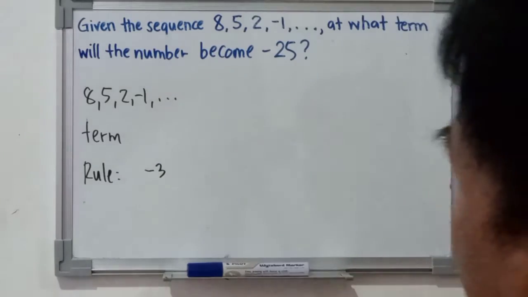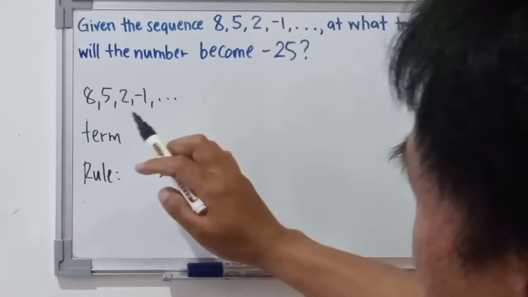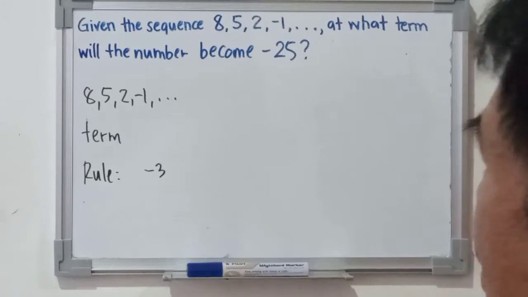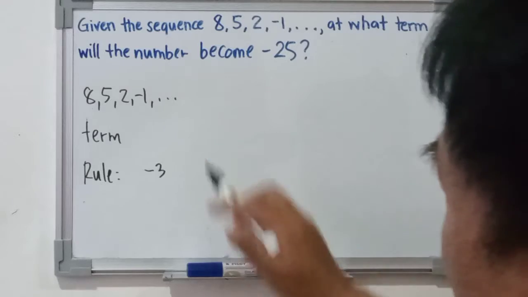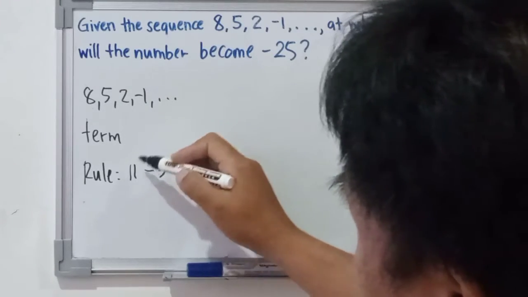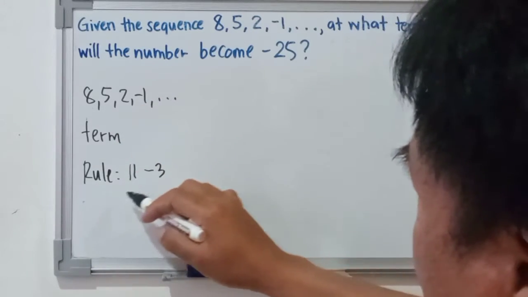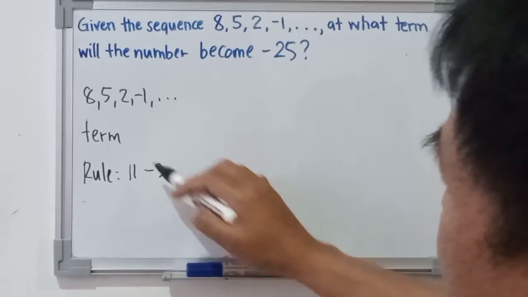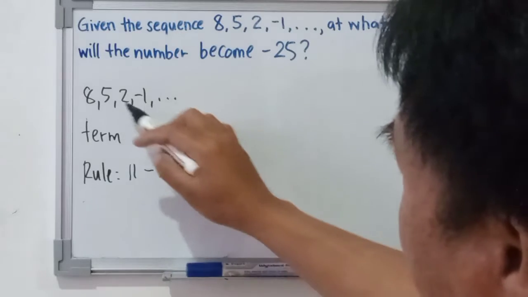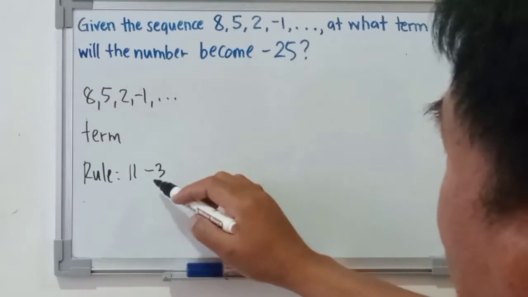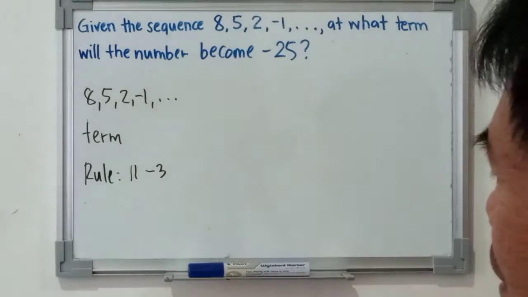Next, look at the first term, which is 8. Try to think of the exact number that if we subtract 3 from it, the answer will be 8. Obviously it is 11, because 11 minus 3 is 8. So the rule 11 minus 3 satisfies the first term. But this rule cannot satisfy the second term, because 11 minus 3 is 8 and not 5. So we must reformulate our rule.